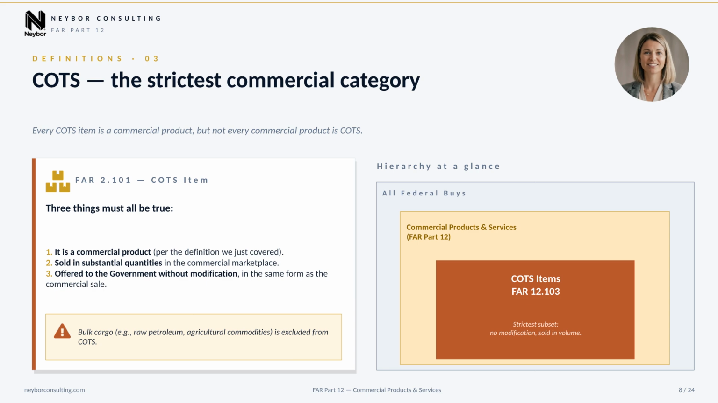The big outer box is everything the government buys. The yellow middle box is commercial products and services, the world of FAR Part 12. And the rust-colored inner box is COTS, the smallest, strictest category where the most laws and clauses get carved out. One footnote: bulk cargo, things like raw petroleum or unprocessed agricultural commodities, is specifically excluded from COTS even if it is sold in huge volumes. Knowing exactly which box your offering lives in tells you which laws apply, which clauses are required, and how much room the contracting officer has to add or subtract terms.